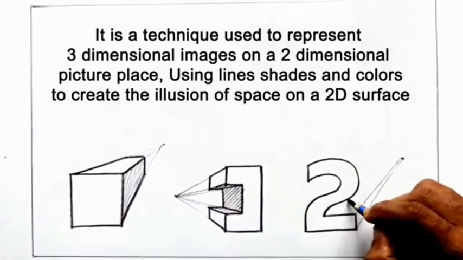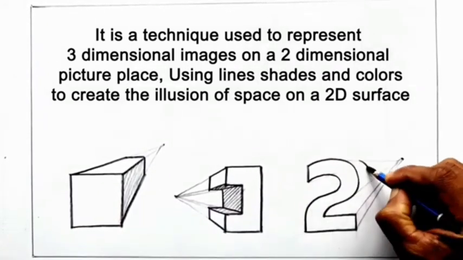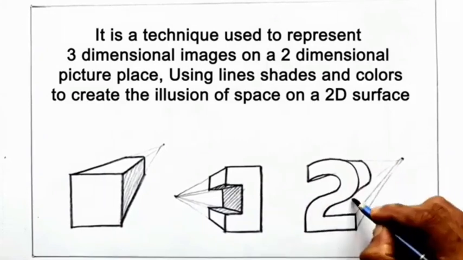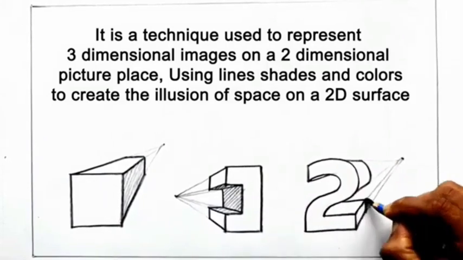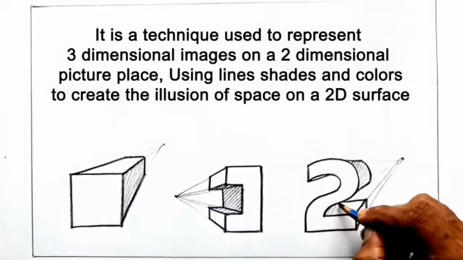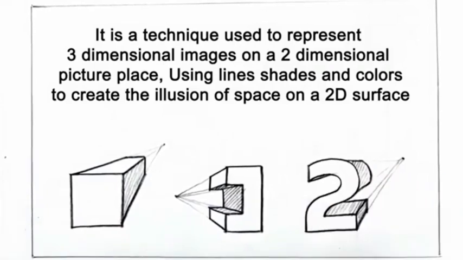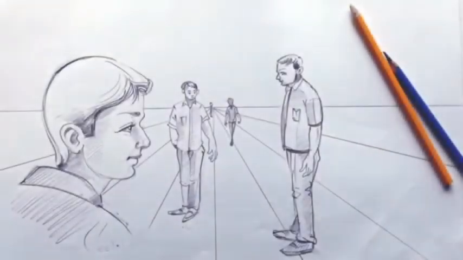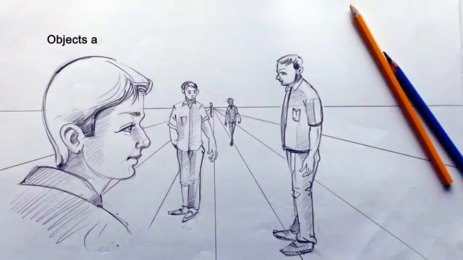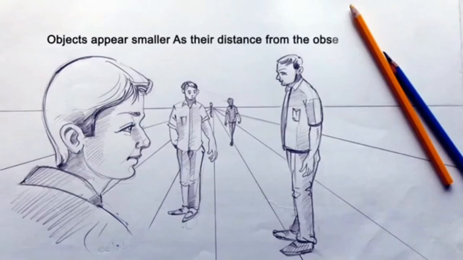And again, what are three-dimensional objects? Three-dimensional objects are objects that we can see in the round. That means we can see all sides, or we can see different sides of that particular object. In perspective, objects that are close to the artist appear bigger than objects that are far from the artist, and objects that are close to the artist are presented with thick lines.